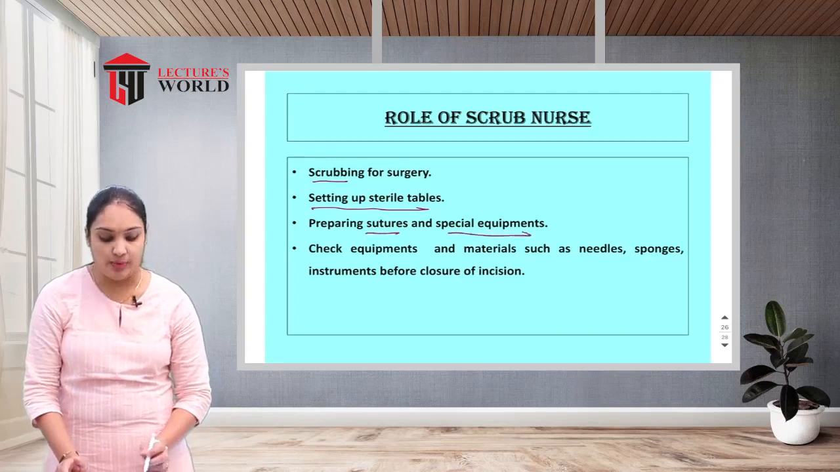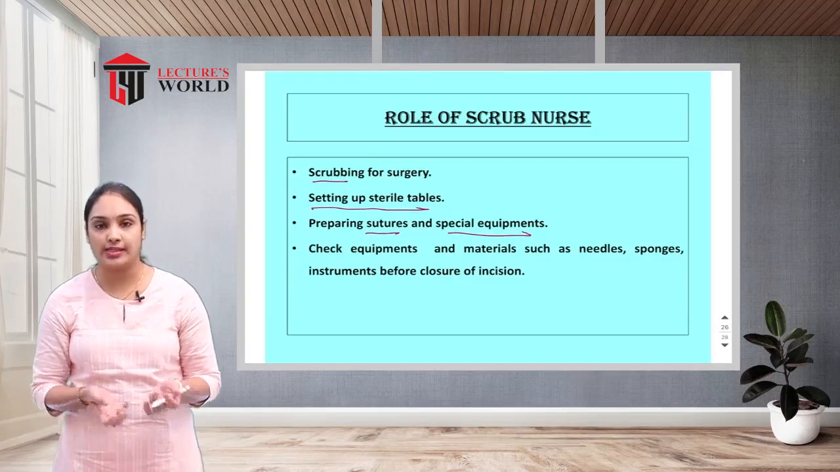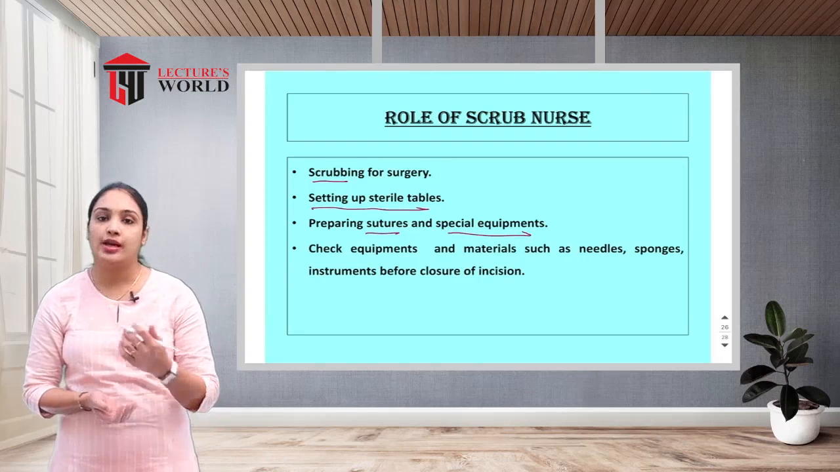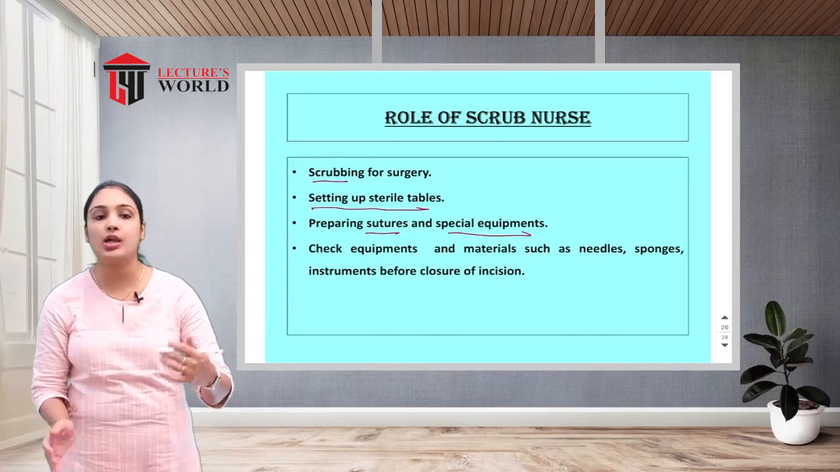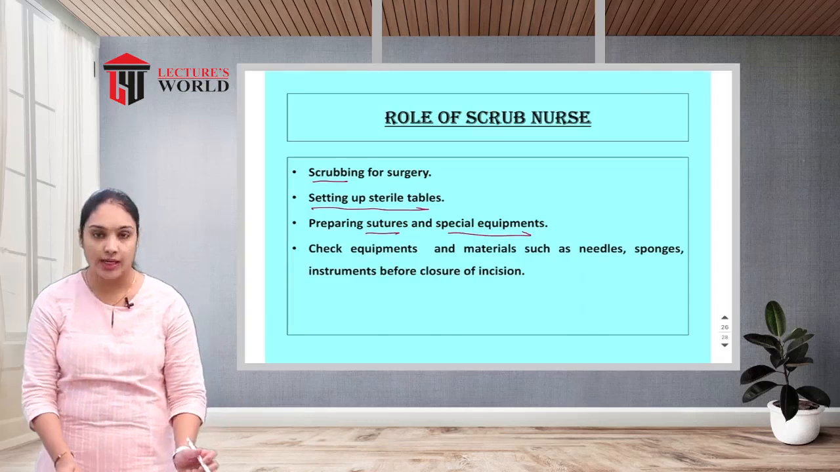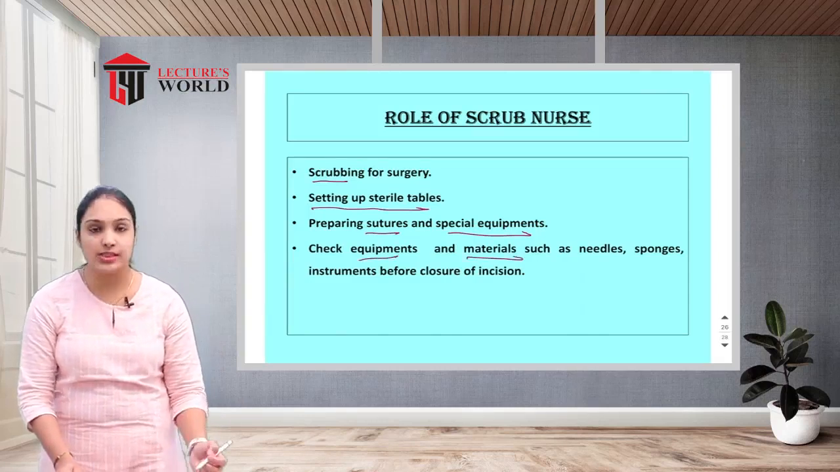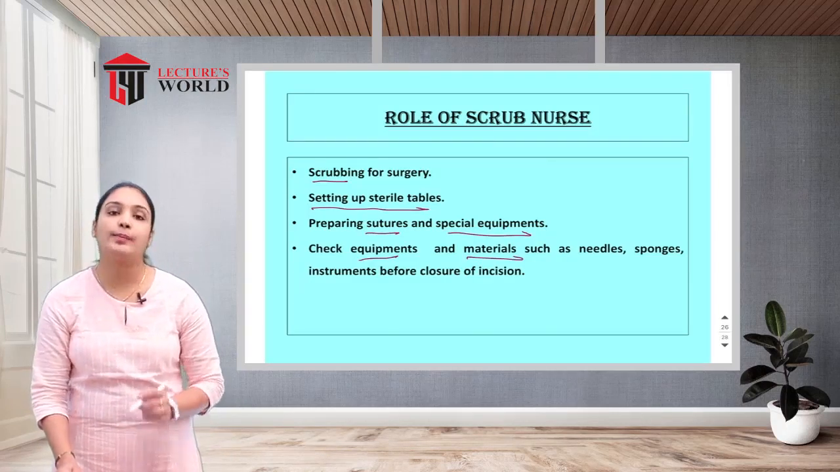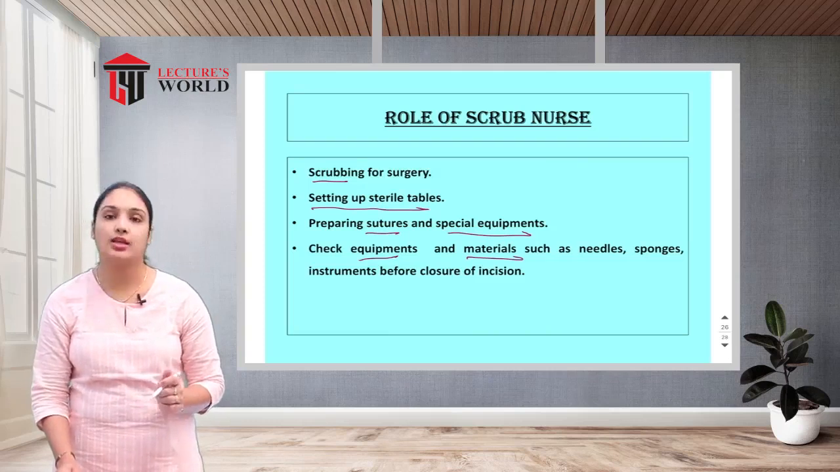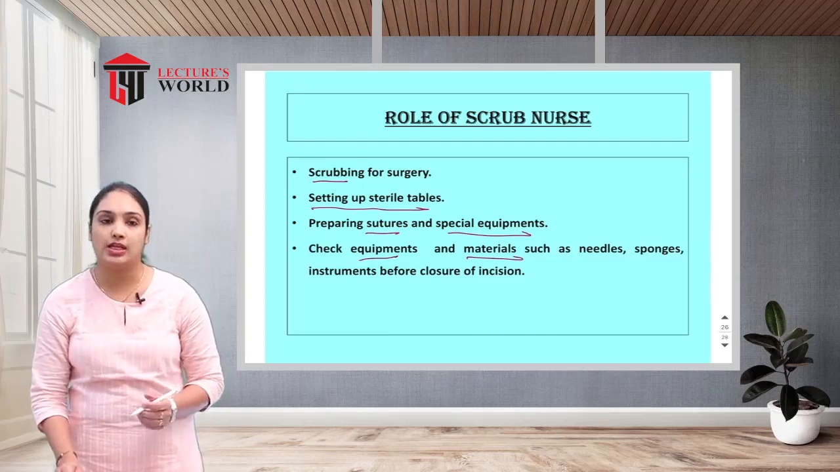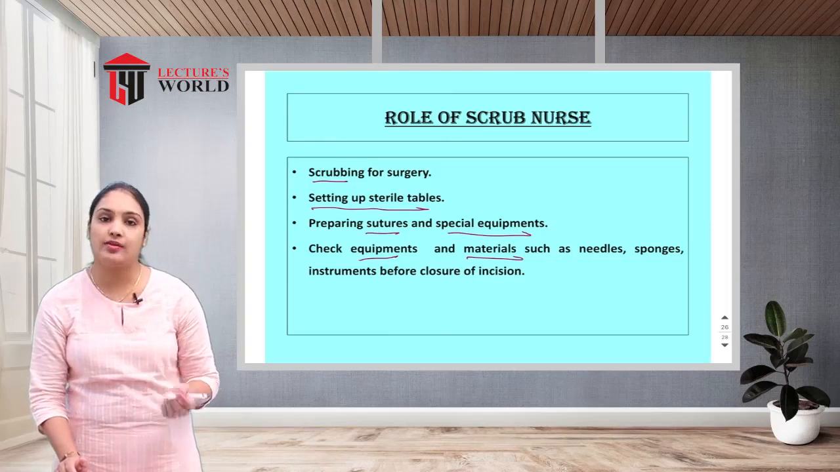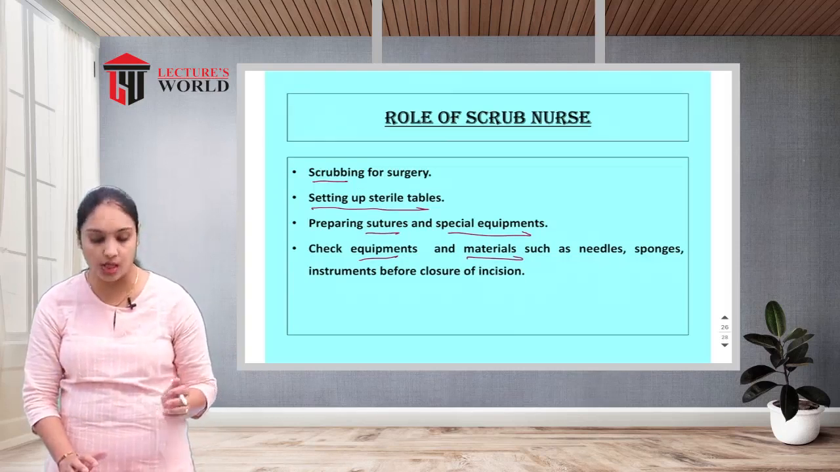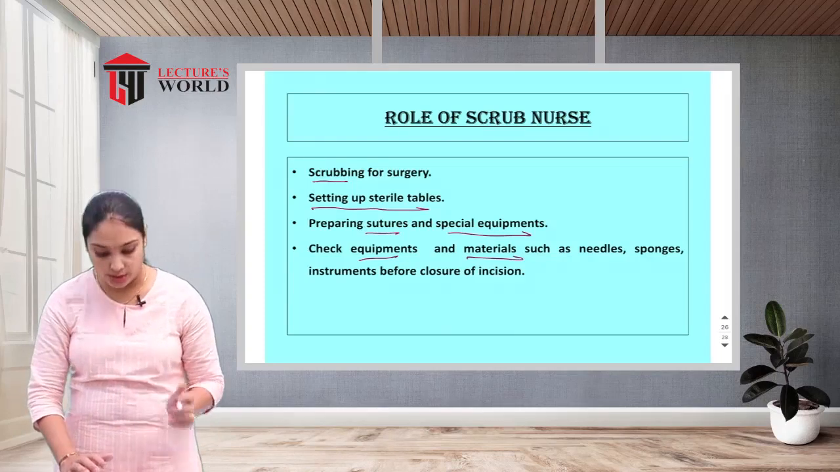Preparing the sutures and special equipment. Whenever skin closure is there, which material is required, subcutaneous tissue, muscular suture, she will prepare all the suture material according to the suturing area. Then check the equipment and materials such as needles, sponges, and instruments before closure of the incision. We have already discussed that we compulsorily have to count all the instruments, needles, and materials used during the surgical procedure, before the final closure. This is the responsibility of all the surgical team members, the scrub nurse and the circulatory nurse.